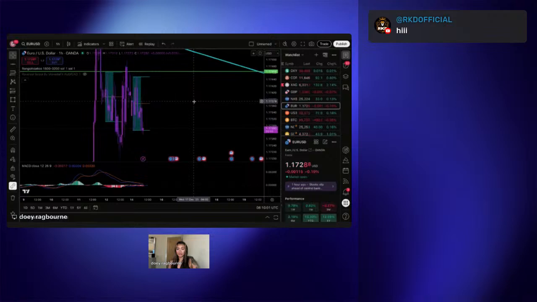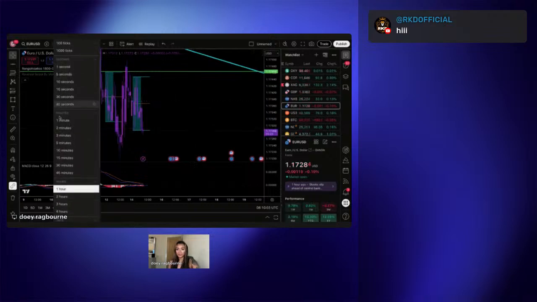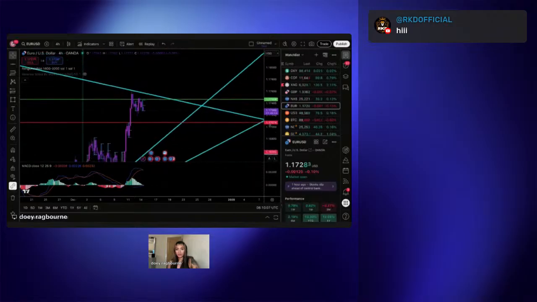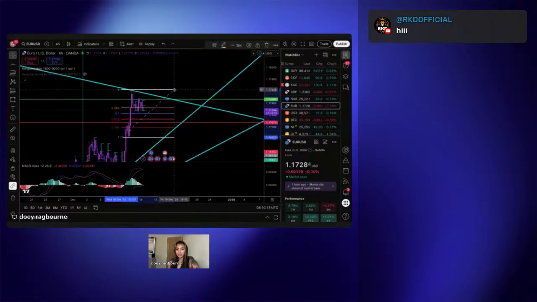If I'm looking at the 4 hour with the fib tool, it has tapped into the 50%, but the sweet spot is the 0.618.